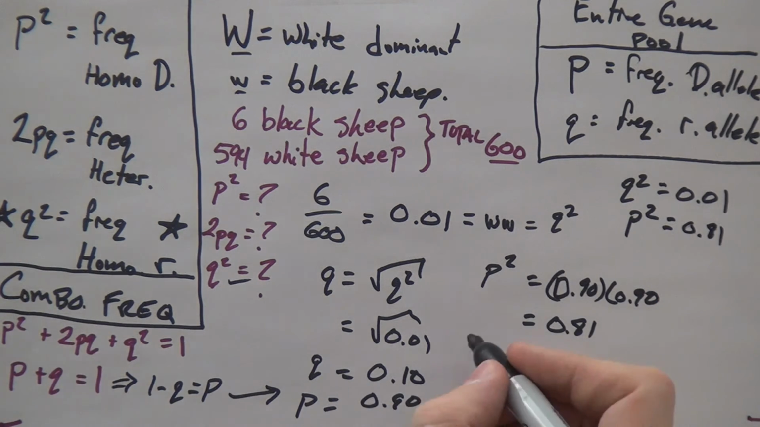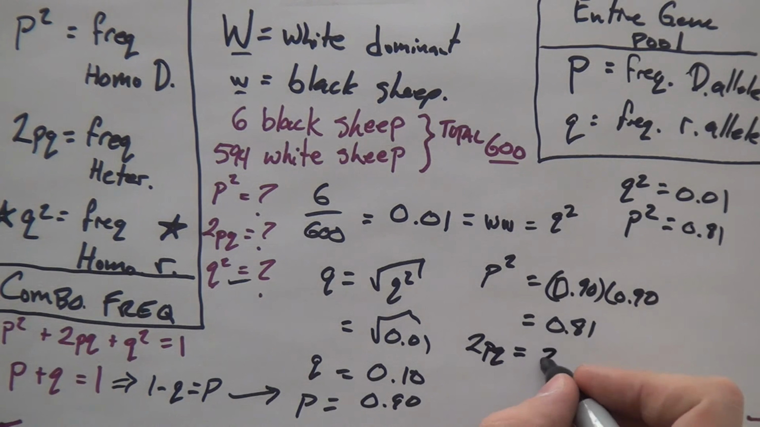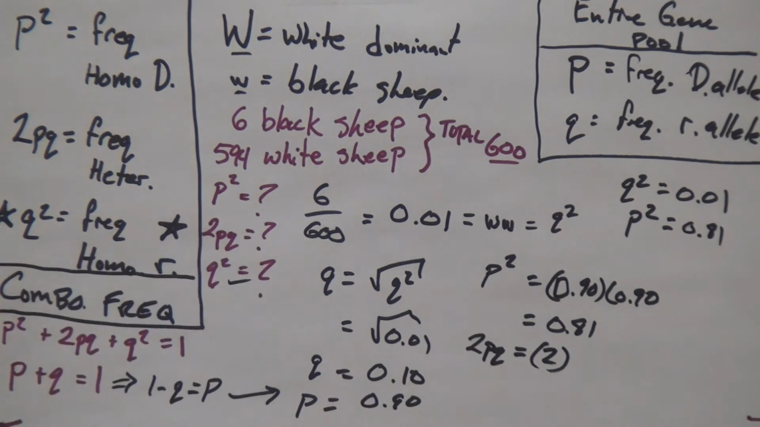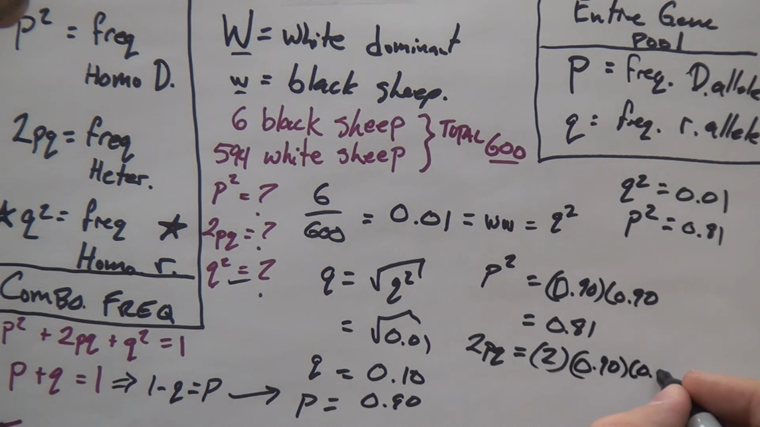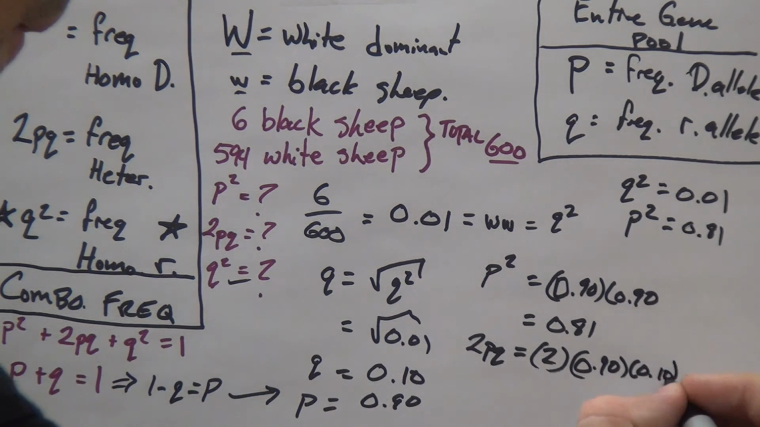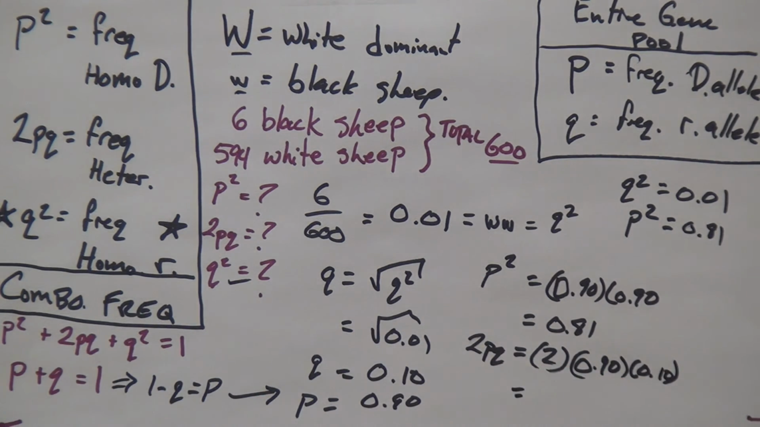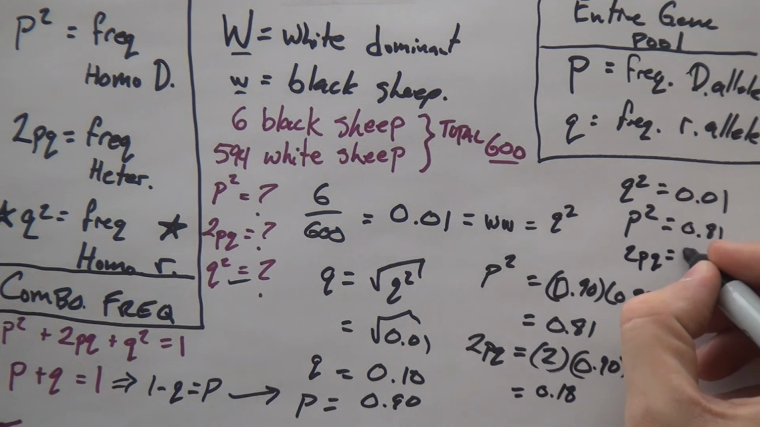Now we're looking for 2pq. This is what I'm talking about by dominoes, right? The question starts to answer itself once you get p and q. And it all started here. Okay, so 2 times 0.90 times 0.10. You calculate that up, and guess what you get? 0.18. So 2pq equals 0.18.